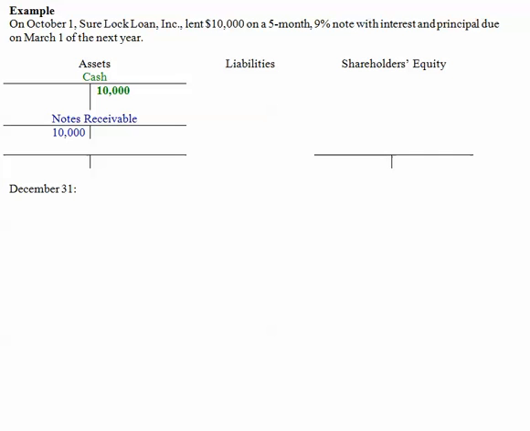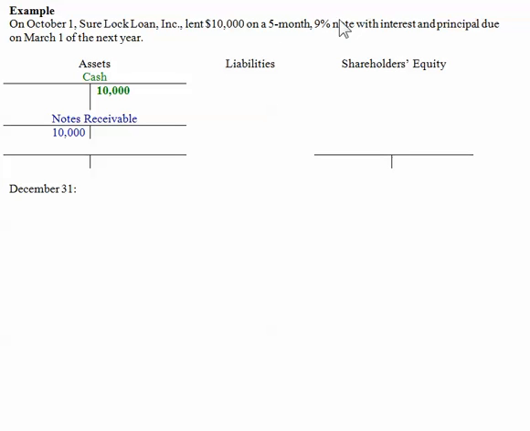Sometimes companies will lend money with the expectation of earning a return on that lent money. So let's go through this example. It's October 1. We've got Sherlock Loans who lends $10,000, and they're going to issue basically a 5-month note, and the rate is 9%.